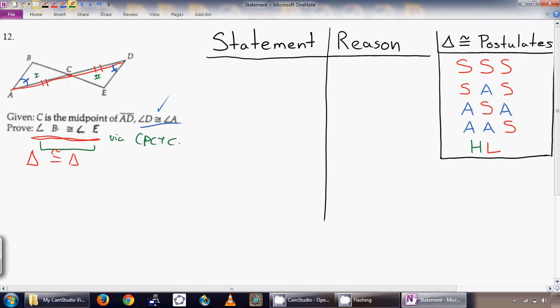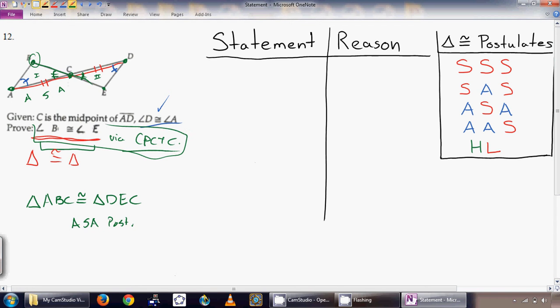And then, like I said, we're looking for reflexive or vertical angles, which we have right here, those intersecting lines. So this is another angle side angle. Before I end with CPCTC, I'm going to say that triangle ABC is congruent to triangle, well, the side that corresponds to A is D, the side that corresponds to B is E, and then C corresponds to itself. So it's DEC. And that's going to be by the angle side angle postulate. And then I'll end with that. So I got my game plan.